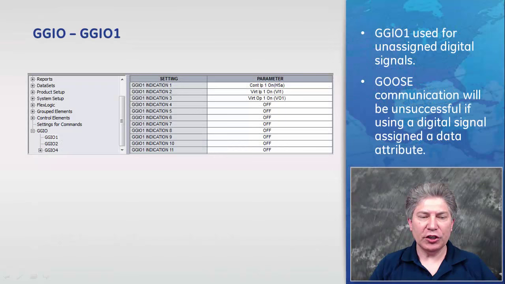Next, let's look at the GGIO section. Under GGIO1, we still have the classic 128 indications, but there's a twist. You can enter a digital signal in indicators if the signal has been assigned a data attribute. If you proceed to cheat and enter a signal that is associated with the factory assigned data attribute, the GOOSE communication will be unsuccessful. So one of the things that you need to do is check the manual for signals that you're using. If they're mapped, you can't place it in here. If it's unmapped, you're more than welcome to use the GGIO1.